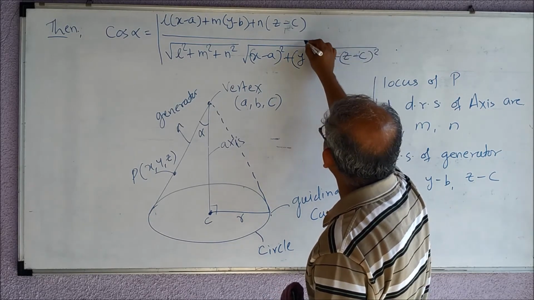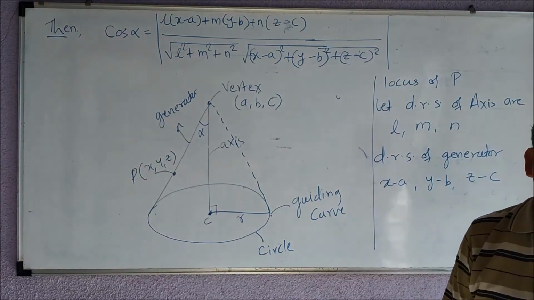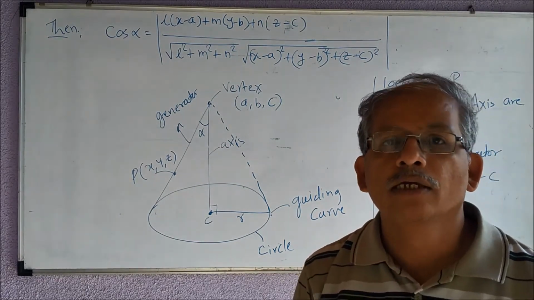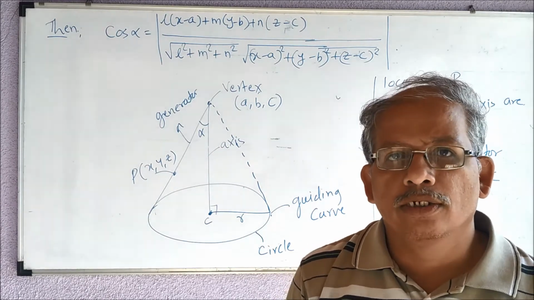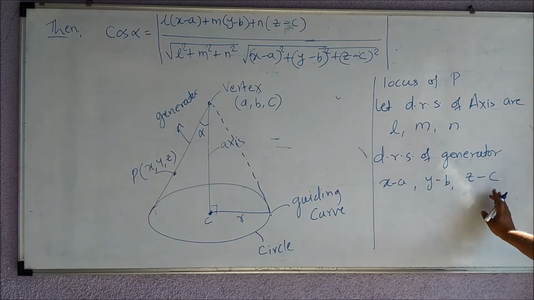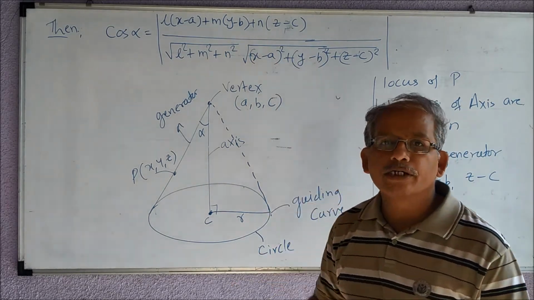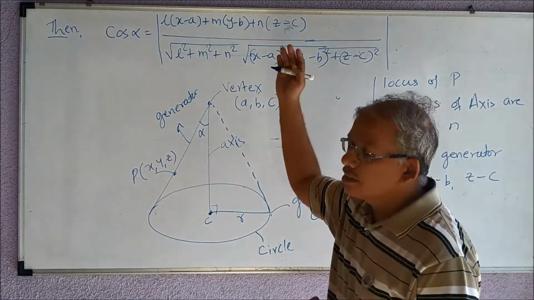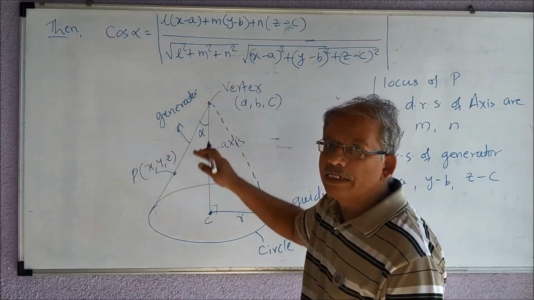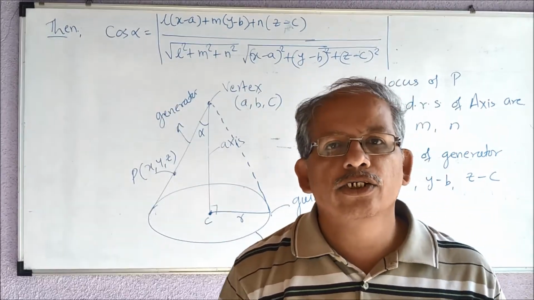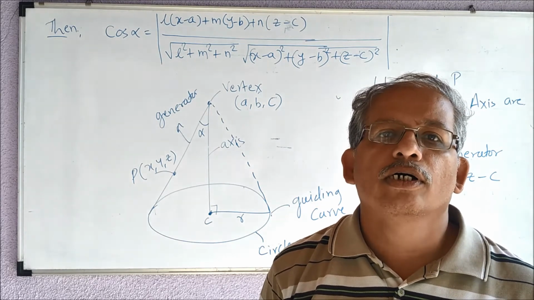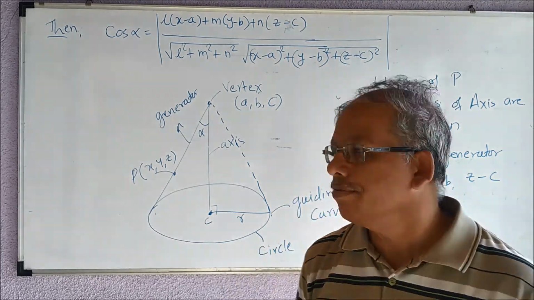This is a simple formula for finding the angle between two lines whose DRs are known. Remember these are direction ratios: l, m, n and x minus a, y minus b, z minus c. Then cos alpha can be written in this way, and this itself is the equation of the cone. If we simplify this, we will get the equation of the cone as a second order equation. Please go through this one again.